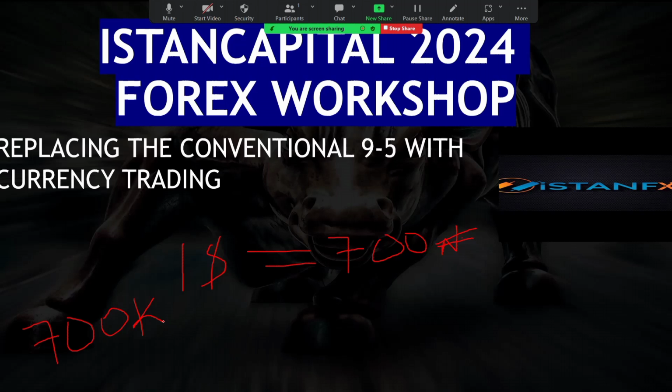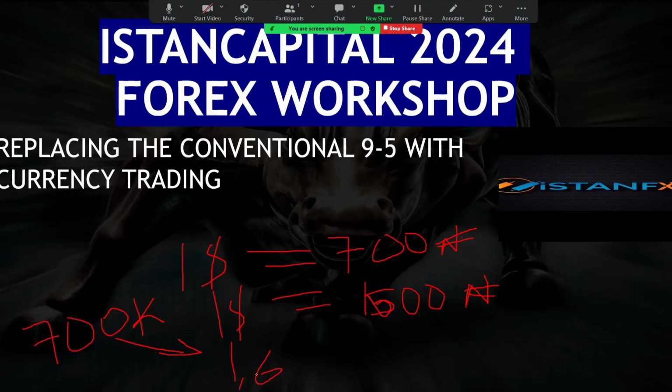Now the rate of dollars has increased. $1 is now around 1.6 thousand naira. My 700,000 naira that I deposited, let's say I sold the $1,000 now, I'll be getting nothing less than 1.6 million naira.